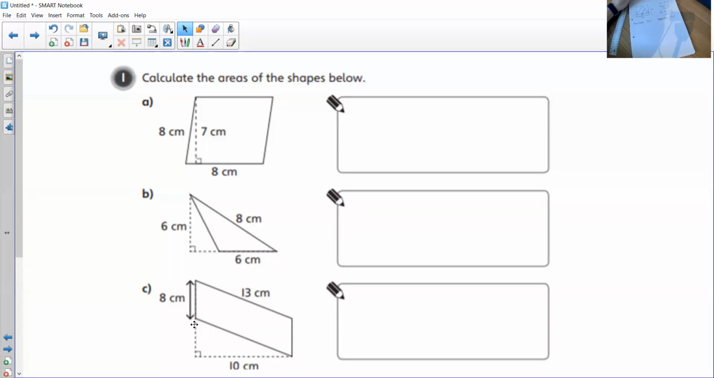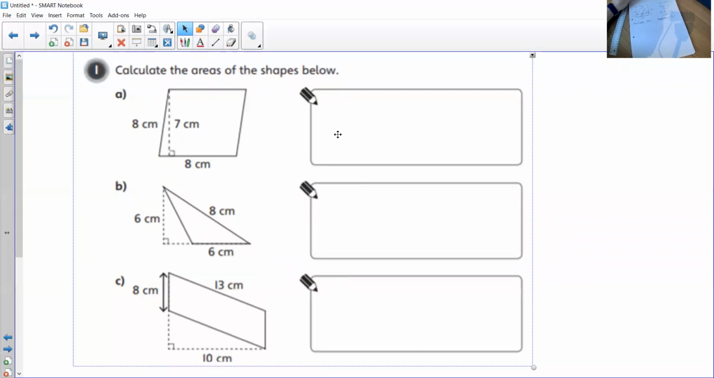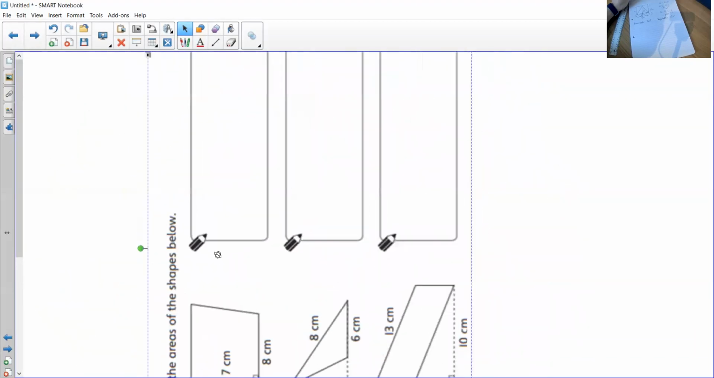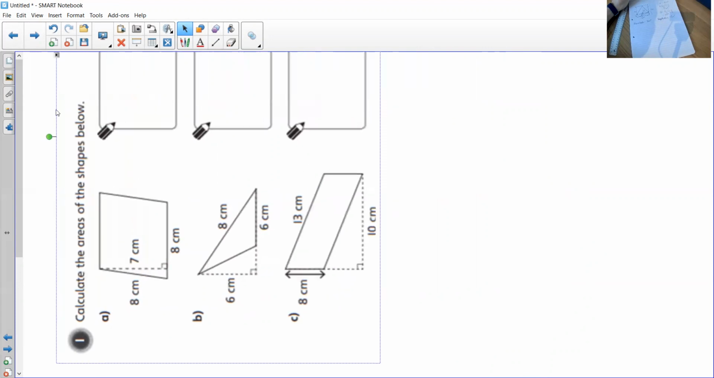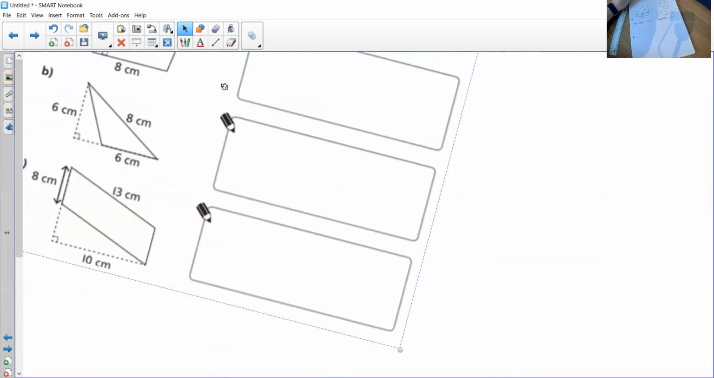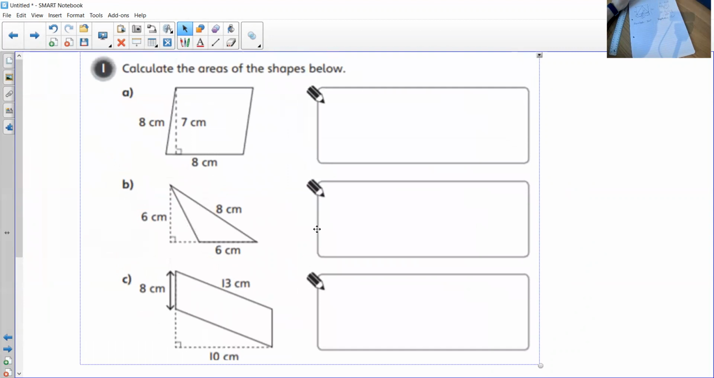And then here's my parallelogram. Now, with this one, if you had a book, you could move it around like this, and then you'd be able to see the base here, and then the perpendicular height here. Now quite a few of you are probably looking sideways at the screen, like your dog when you say it's dinner time. But luckily you can just do that. So there's my base, there's my height. 8 times 10 then is 80, and so that is the area of this parallelogram here.